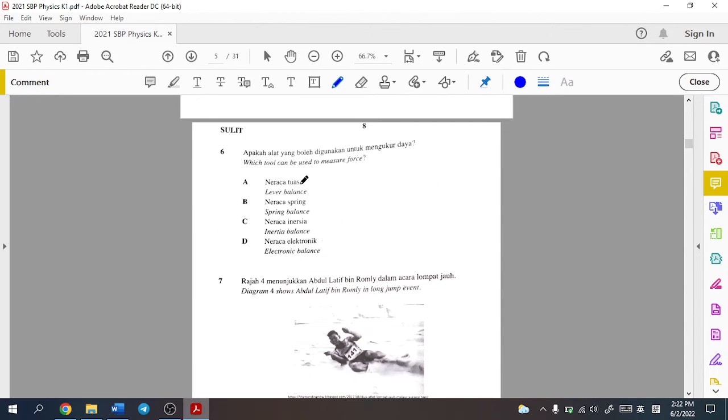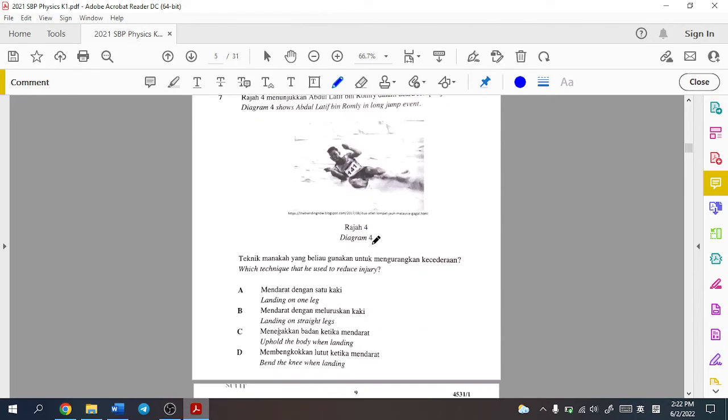Which tool can be used to measure force? To measure force, we use a spring balance. The answer should be B. The electronic balance we use to measure weight. The lever balance we also use to measure weight. And the inertial balance is what astronauts use to measure mass in space. So for force we use the spring balance.